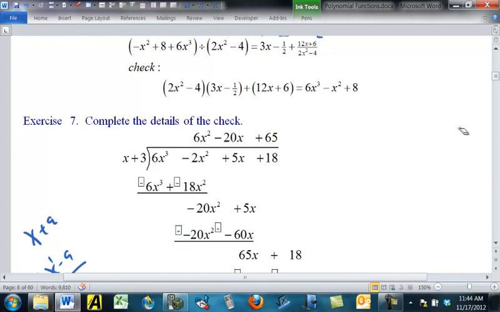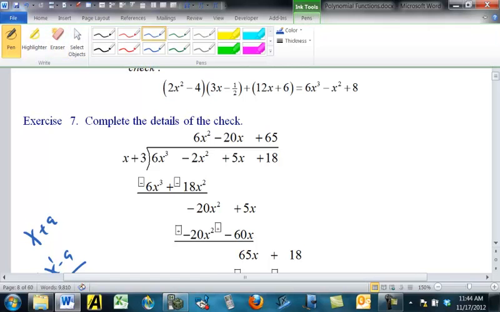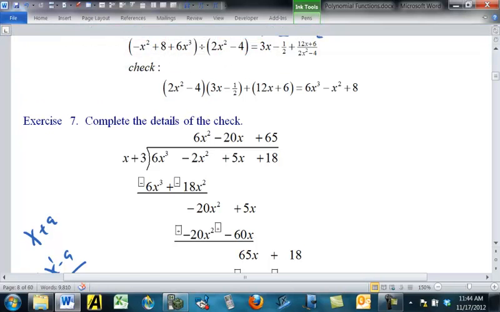Okay? And let me show you how we're going to do this. We're going to do this with something called synthetic division. Okay? So the change the sign part you kind of do right at the beginning and make this negative 3. Then you just write these coefficients down in order: 6, negative 2, 5, and 18. Be sure you put a 0 in there if one's missing.